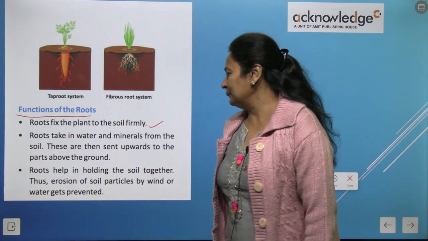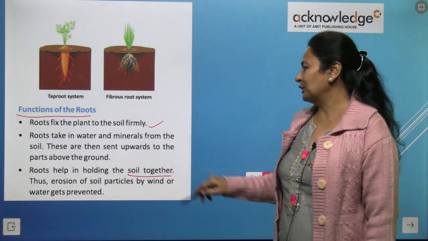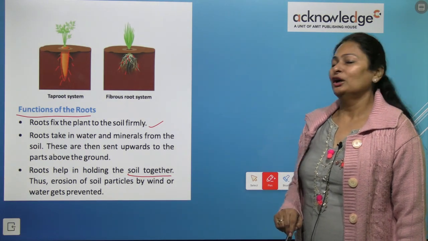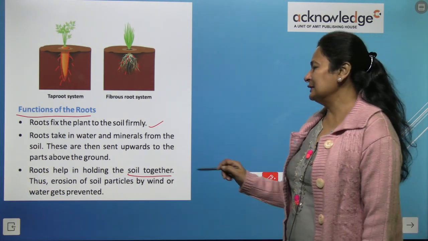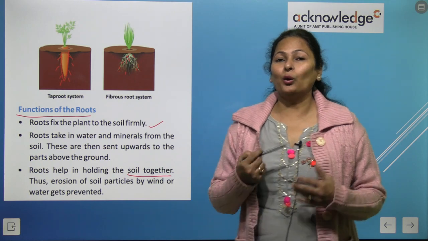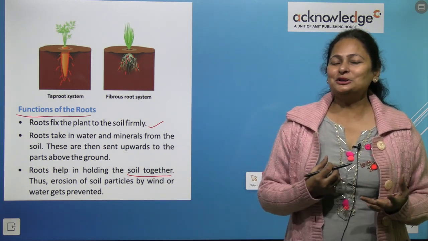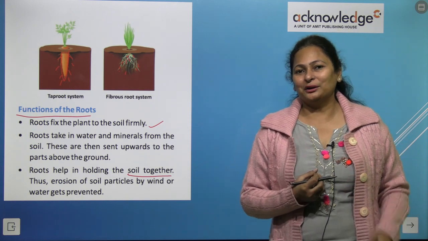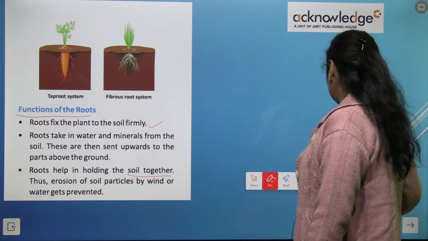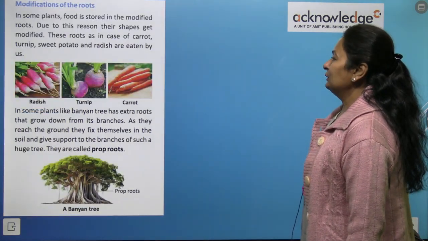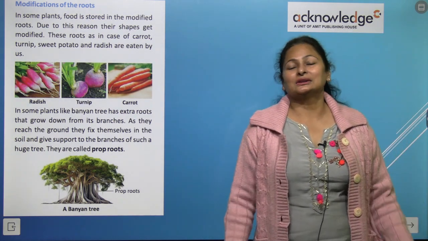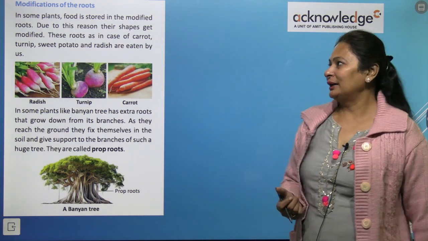Now root helps in holding the soil together, thus erosion of soil particles by wind and water gets prevented. It also prevents soil erosion, right? So these are the functions that roots are performing for the plant.